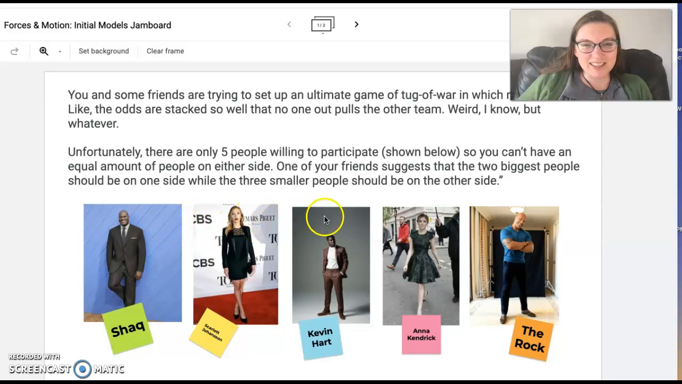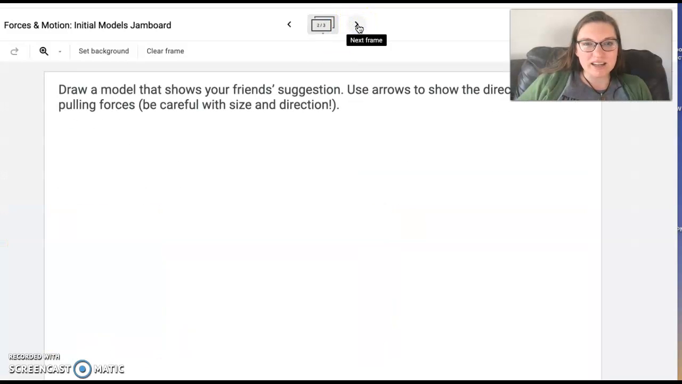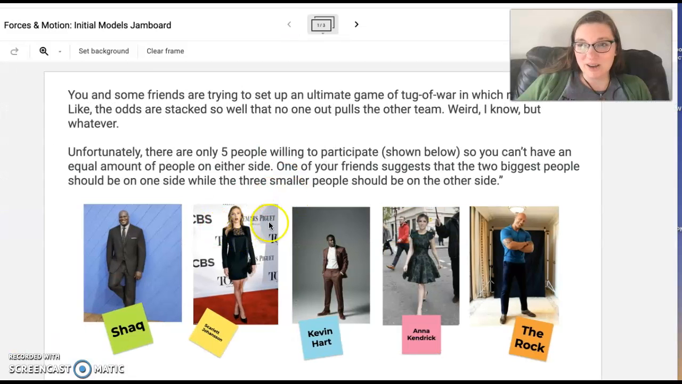Looking at this, these are your 5 friends that you're working with. Some of them are bigger and some of them are smaller. You're going to draw your friends. Your friend has an idea of how they would like to do this. They would like to have the 2 bigger people, Shaq and The Rock, on one side, and the 3 smaller people, Anna Kendrick, Scarlett Johansson, I feel like she's pretty strong, actually, but I could be wrong, and Kevin Hart, who also is probably pretty strong, even though he's small. But 2 bigger people on the left side and the 3 smaller people on the right side.